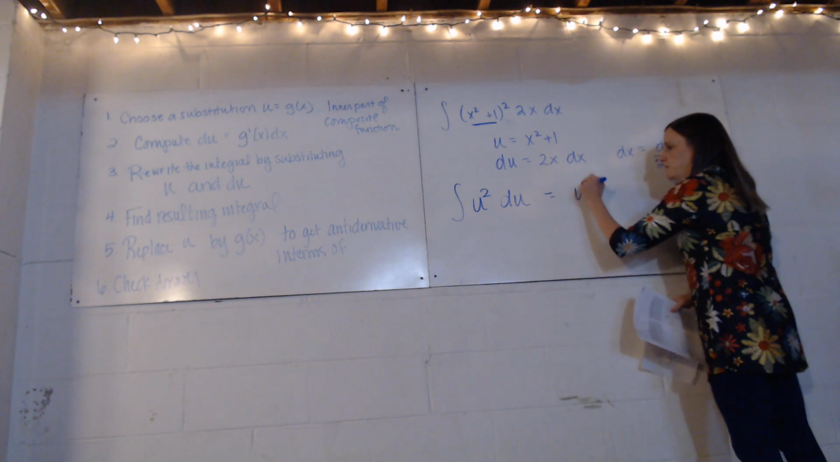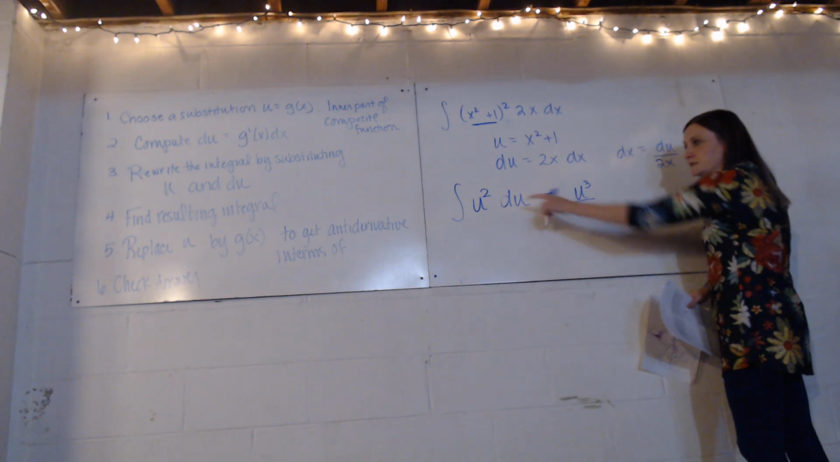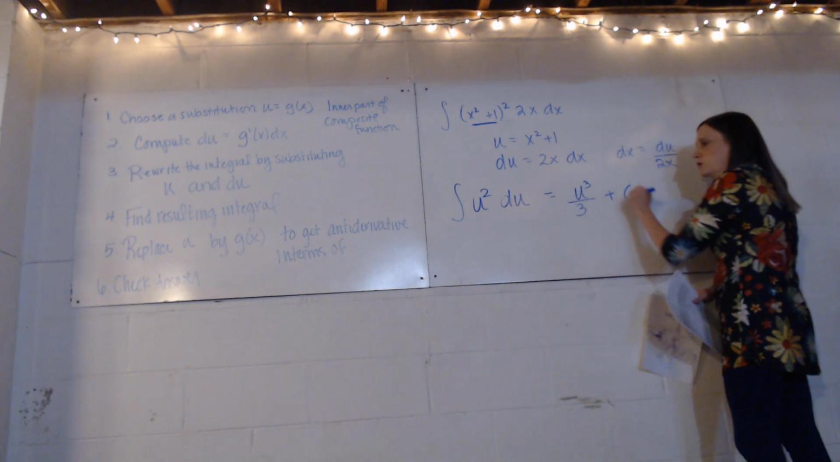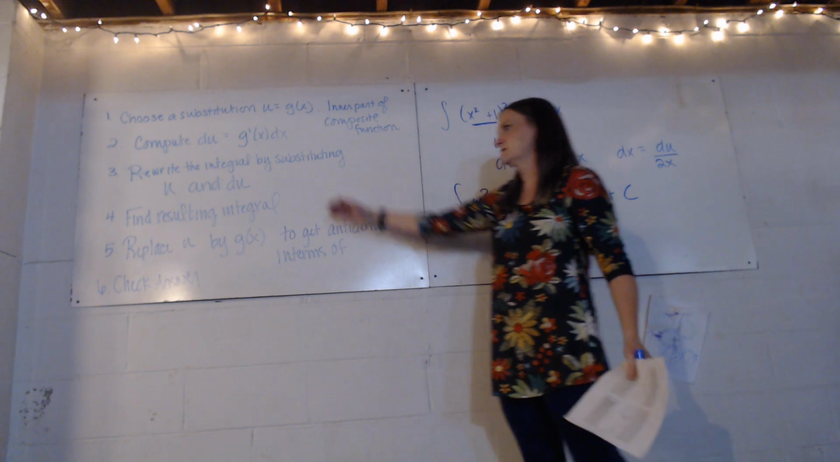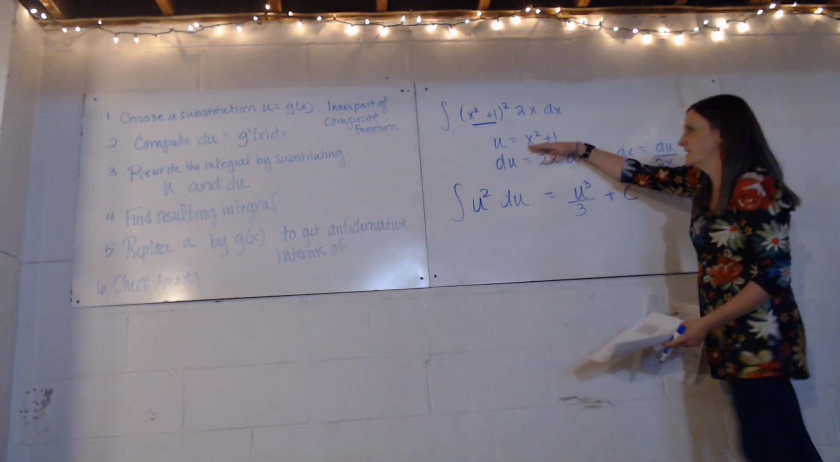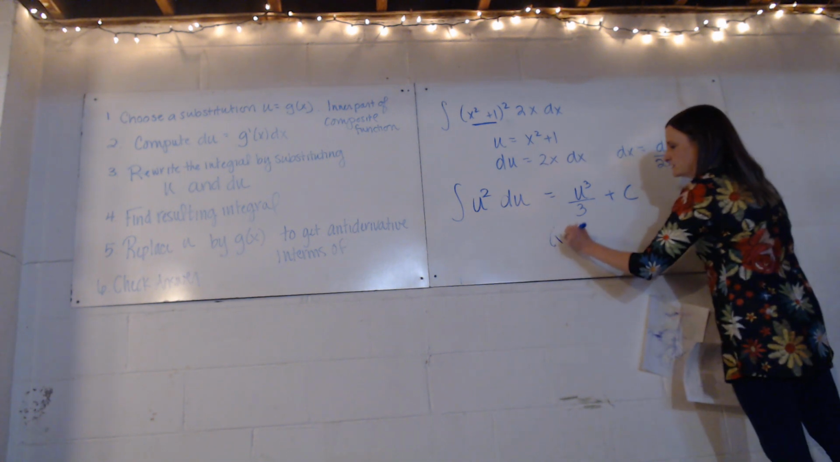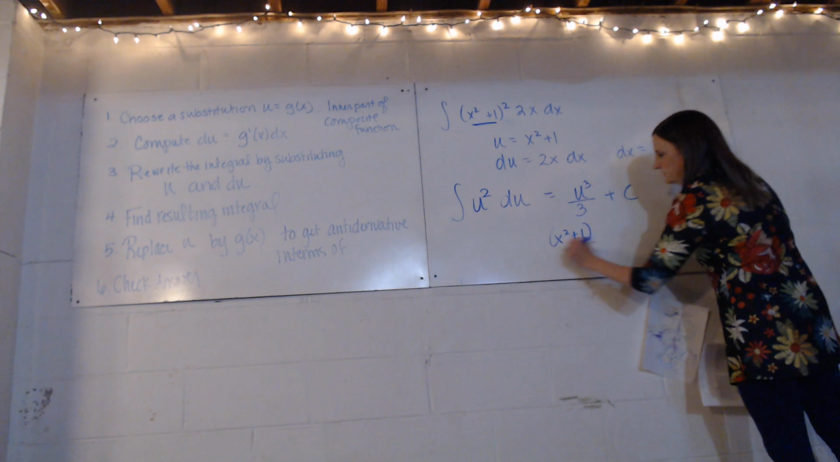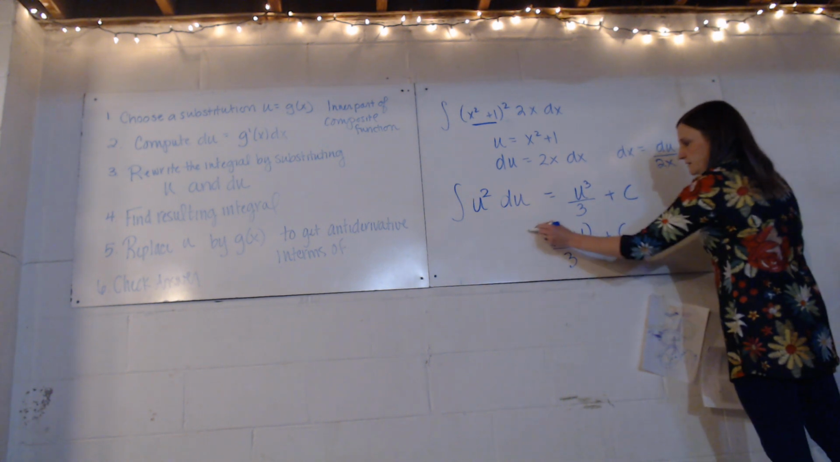So with respect to u, that becomes u cubed over 3. This is an indefinite integral, so we still need to add that plus c. So I did step 4, I found the resulting integral. And then step 5, replace u by what u was. So u was x squared plus 1. So I have (x squared plus 1) cubed divided by 3 plus c. That is my answer.